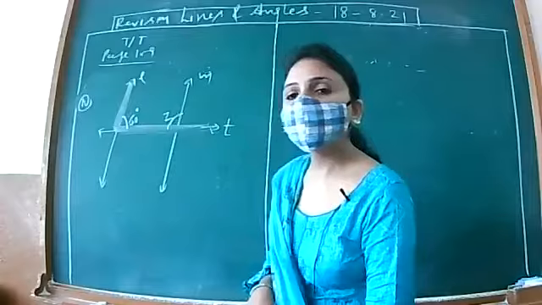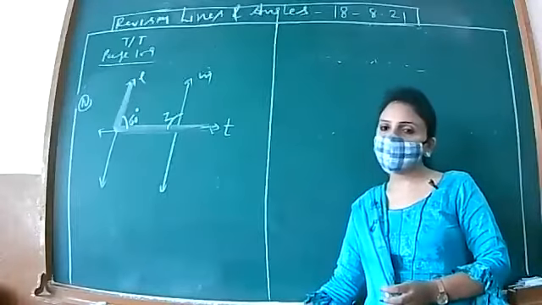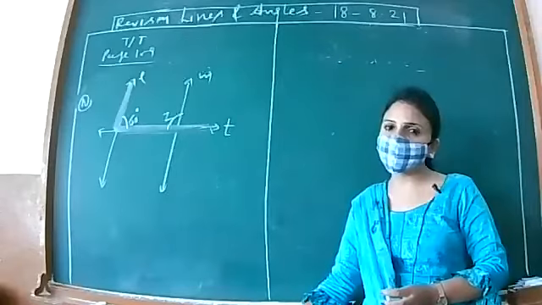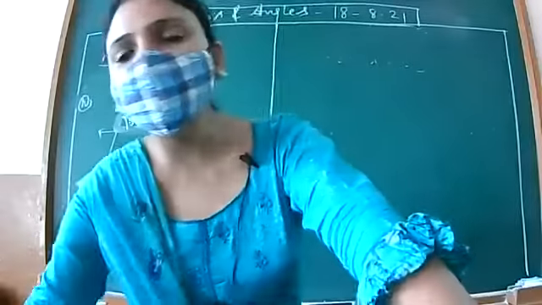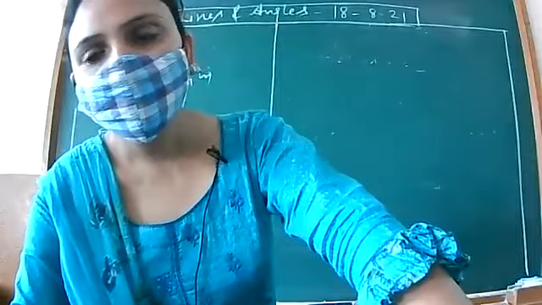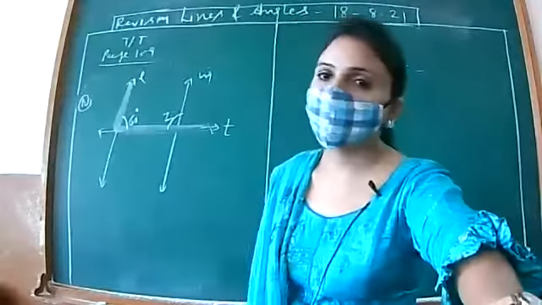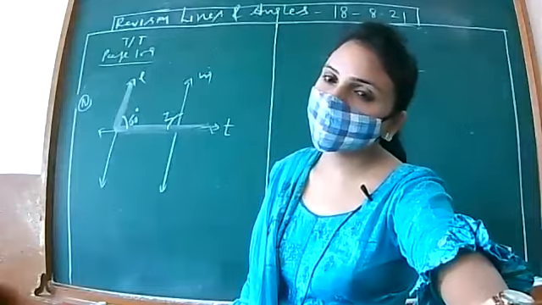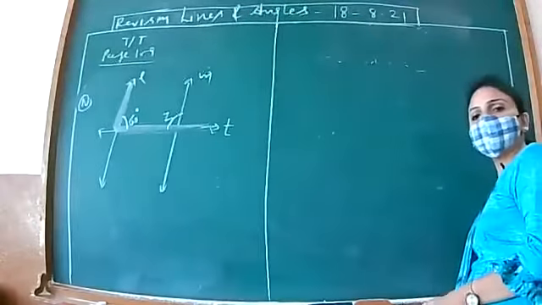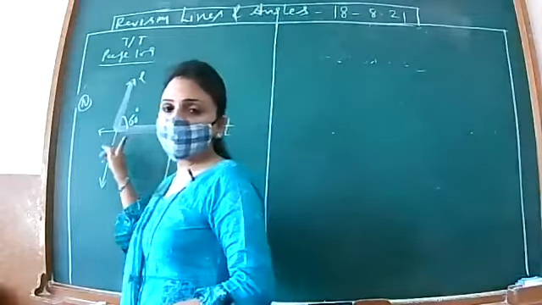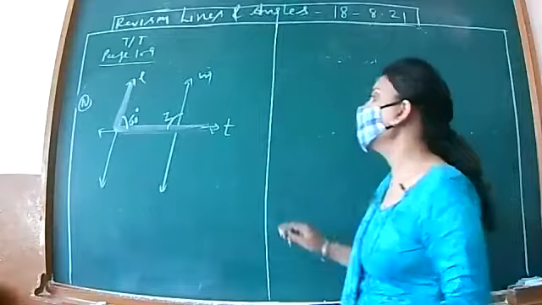That's why they will be called co-interior angles. They are co-interior angles. And what is the property of co-interior angles? I told you the property of co-interior angles, anyone? Ma'am, co-interior angles are on the same side of transversal and in case of parallel lines, co-interior angles are supplementary. Very good. Co-interior angles are supplementary. That means Z and 60, they will form supplementary pair of angles. That means their sum is 180.